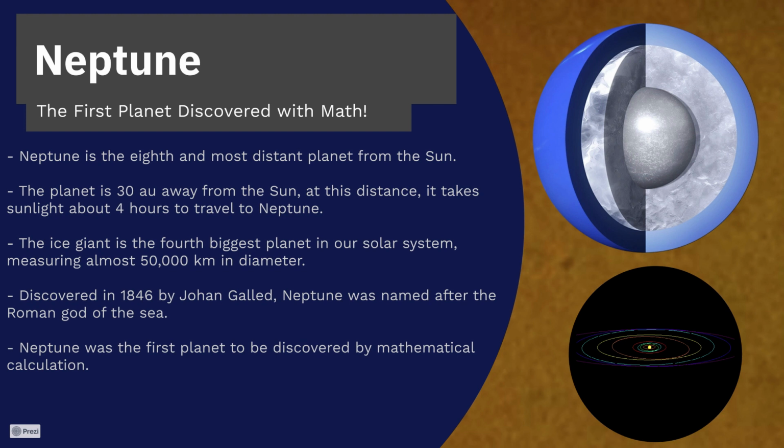Discovered in 1846 by Johann Galle, Neptune was named after the Roman god of the sea. Fun fact, Neptune was the first planet to be discovered by mathematical calculations.